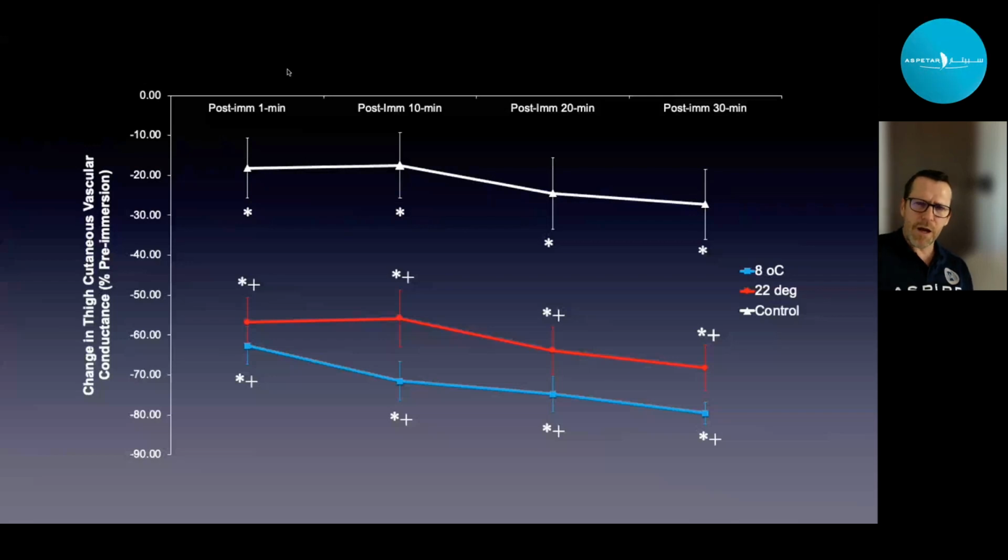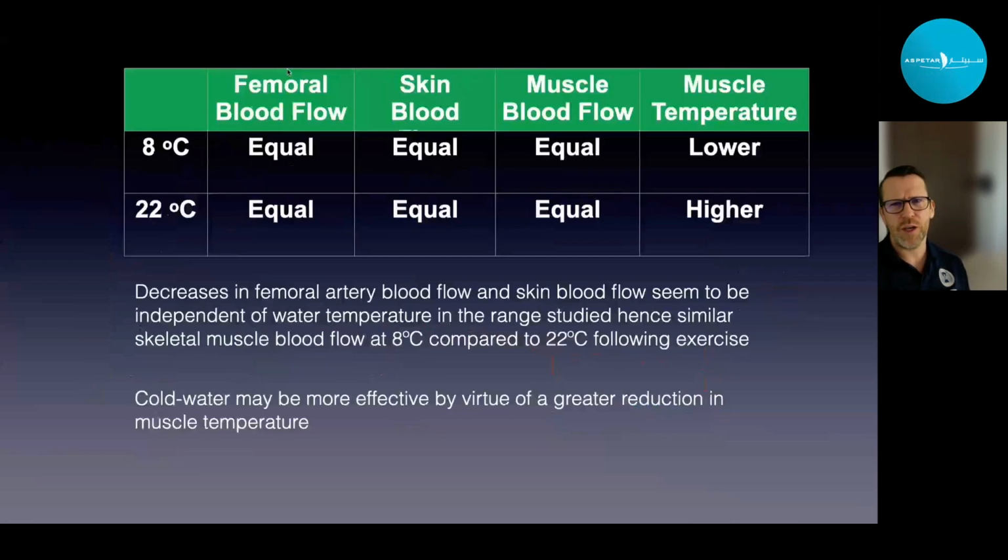So how can we summarize that? If we look in the table at the top here, what we can see is that typically when you compare 8, so really cold water, with moderately cold water, femoral flow is actually pretty similar. From a statistical perspective, it was pretty similar. Skin blood flow was pretty similar. And the muscle temperature dropped to a greater degree.